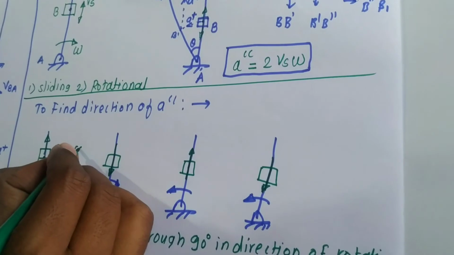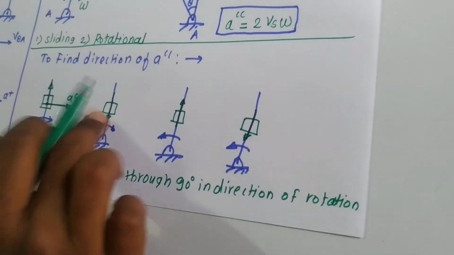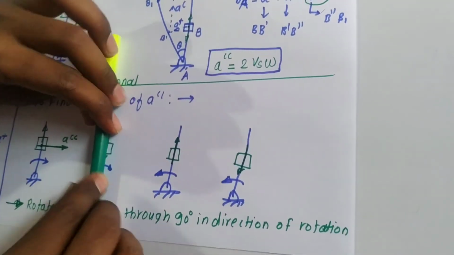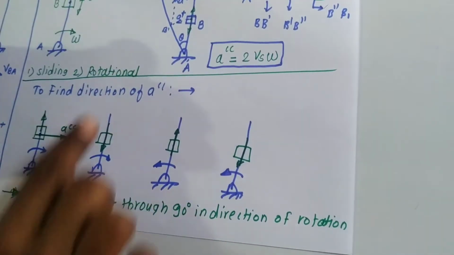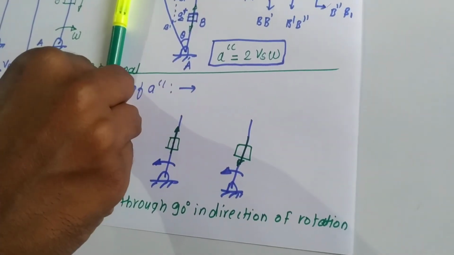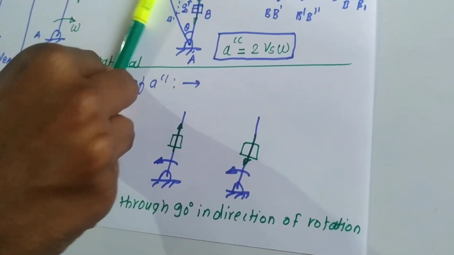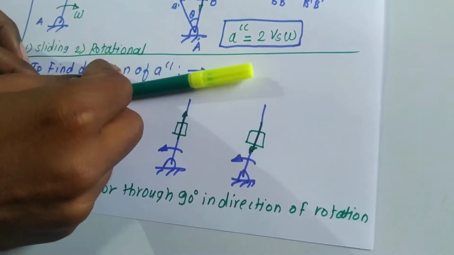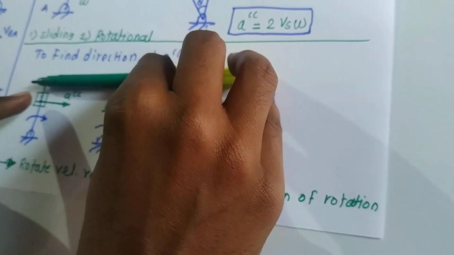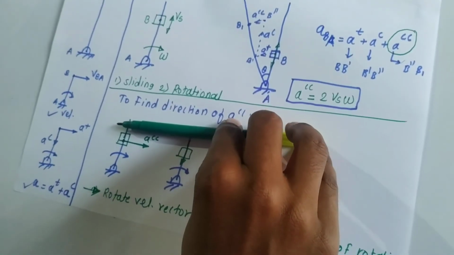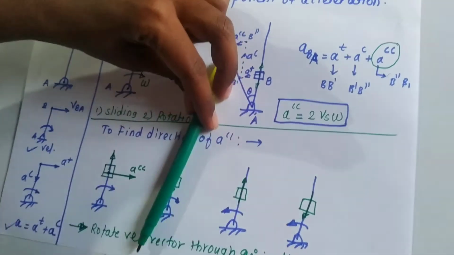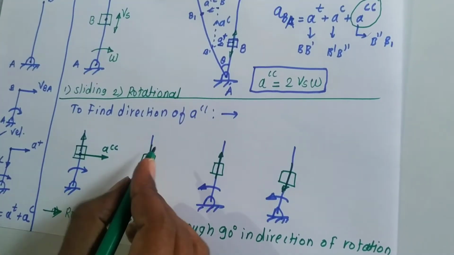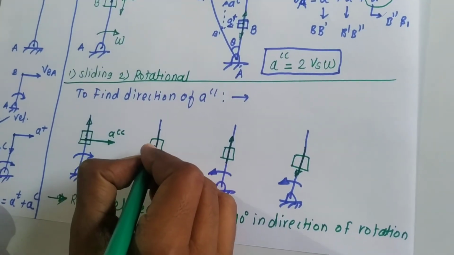The Coriolis component of acceleration is towards right. Next, in this case, the slider is moving downward and we have to rotate clockwise. See the direction. The velocity vector is downward; rotate through 90 degrees clockwise. Clockwise means like this, and anti-clockwise would be the other way. So rotate clockwise. This gives you the direction, the tip of the velocity vector, this pointer. Very simple. Rotate the vector through 90 degrees in the direction of rotation. So this will be the direction of A_CC, I am writing here.